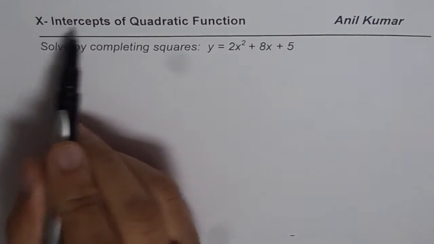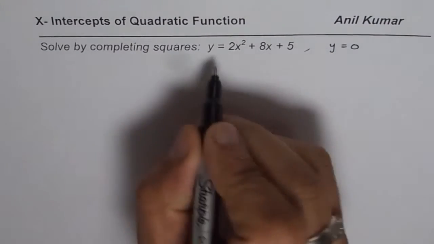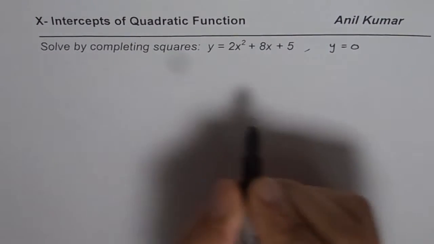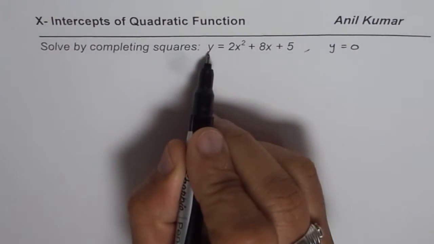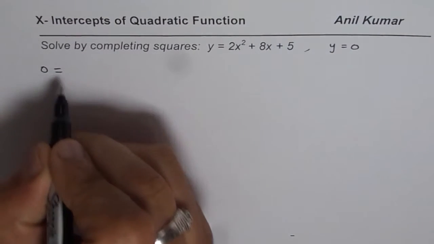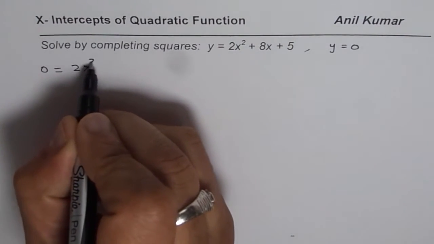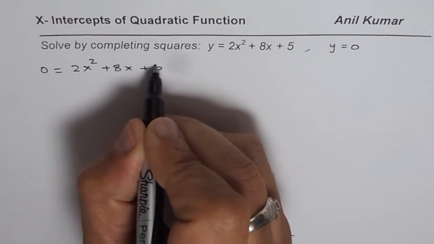Now when we say x-intercept, it means y equals 0. So we are solving for y equals 0, that is to get the x-intercept. So let me substitute y equals 0 and then solve for x. So we have 0 equals 2x squared plus 8x plus 5.